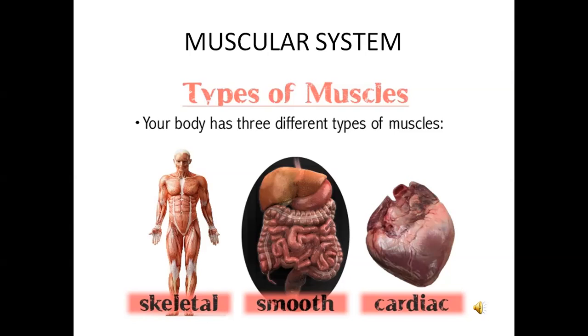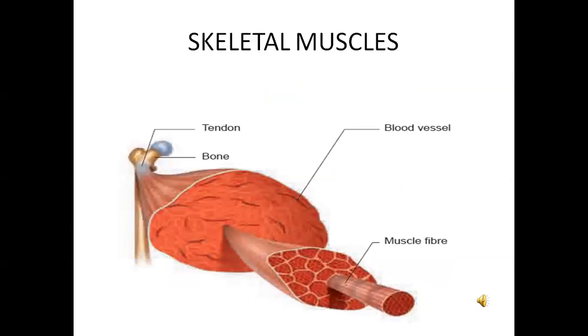Skeletal muscles. Skeletal muscles of our body are attached to the bones. They are called voluntary muscles because they can be controlled by our will. For example, muscles of the arm are an example of skeletal muscle.